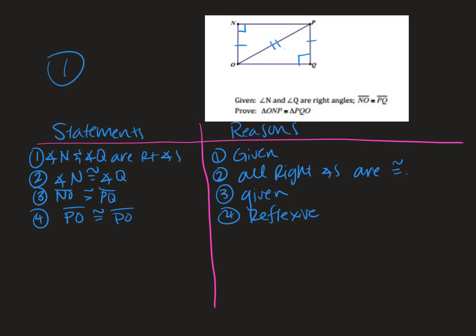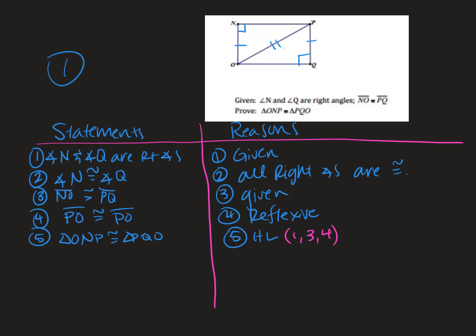Mark that on my picture, and then I'm trying to prove ONP, so the two triangles that I see, and I can do that now. So triangle ONP is congruent to triangle PQO, and that is HL. So my reasons are in step 1, step 3, and step 4.